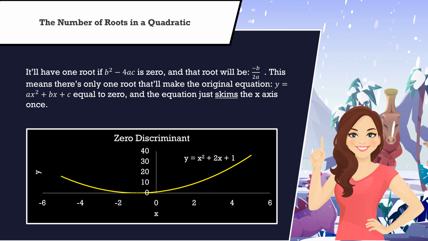Your equation will have one root if the value of b squared minus 4ac is 0, since the square root of 0 is just 0. No-ish, Sherlock. So the root of your equation will just be in the end minus b over 2a. This means that there's only one root that will make the original equation y is equal to ax squared plus bx plus c equal to 0, and the equation just skims the x-axis once.